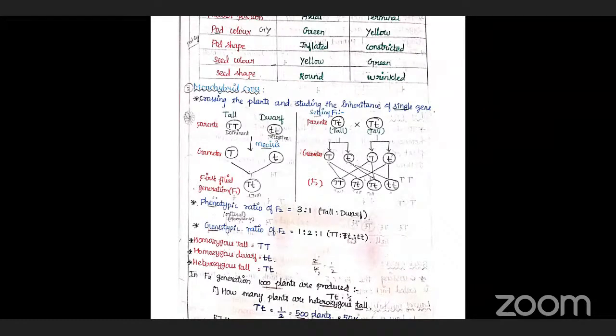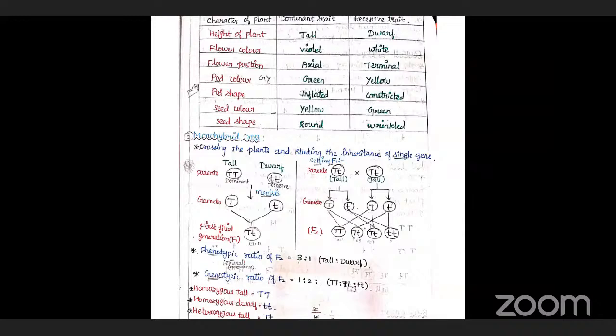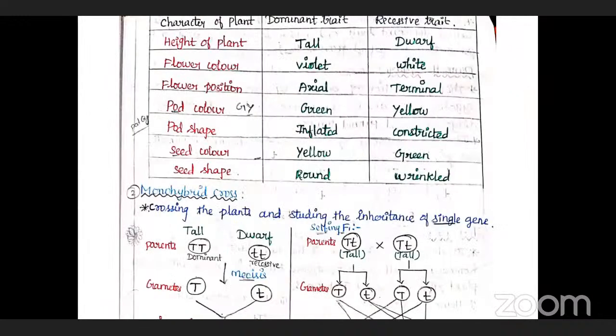So what are the characters? The first one is height of plant. Each character has 2 varieties, which are also known as alternatives. For example, plant height means tall and short. That is called an alternative. Of the 2 alternatives, one is dominant and another one is recessive.